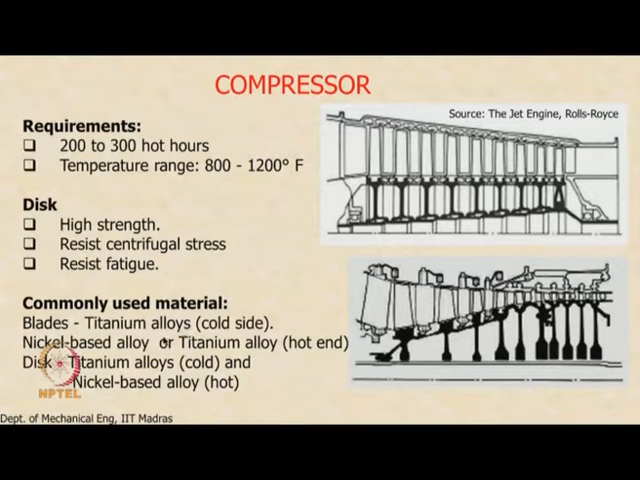For the blades, normally titanium alloys are used on the cold side, probably fan, low pressure compressor, and maybe part of the intermediate pressure compressor. And on the hot end, normally nickel based alloys are used because nickel gives you resistance to oxidation and high temperature capabilities. So the hot side blade is made out of nickel, and on the cold side they are usually made out of titanium. The disc again is made of titanium on the cold side and nickel based on the hot side.